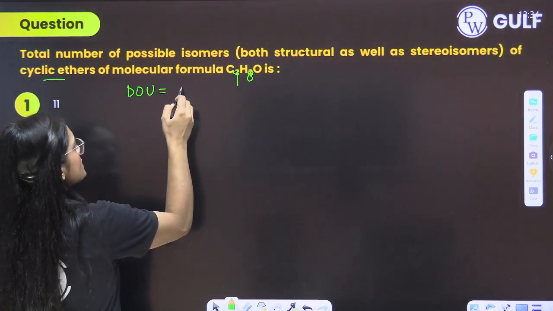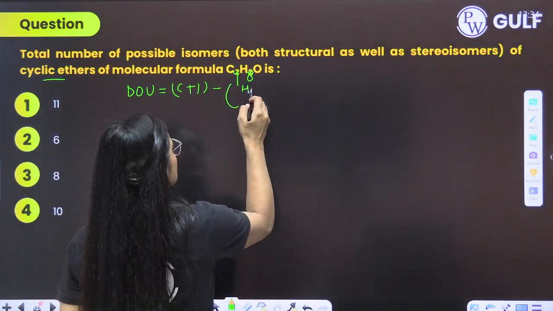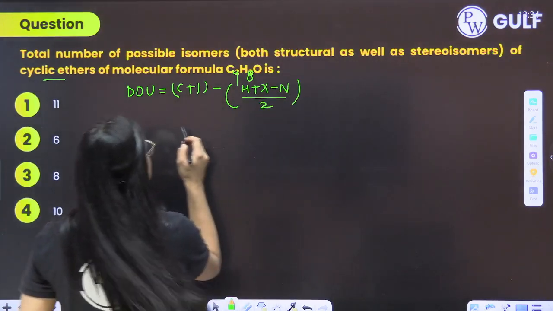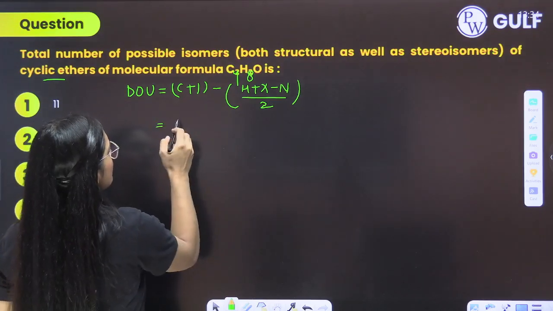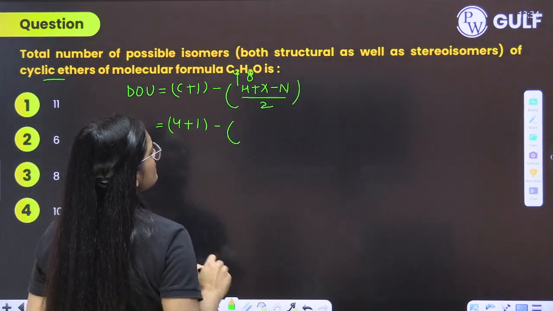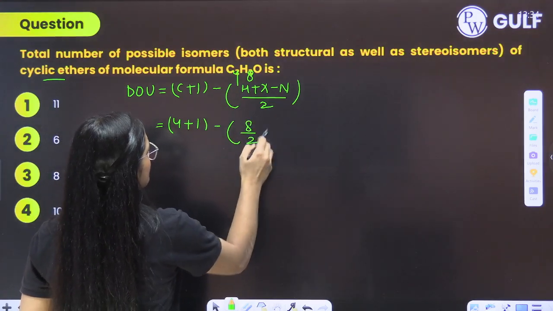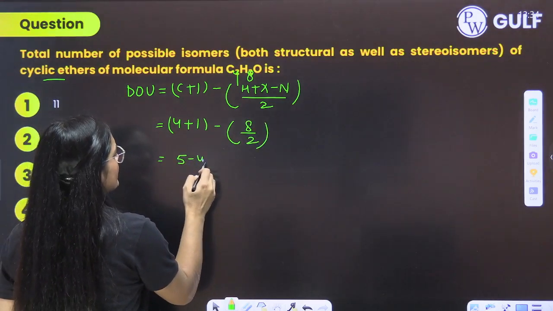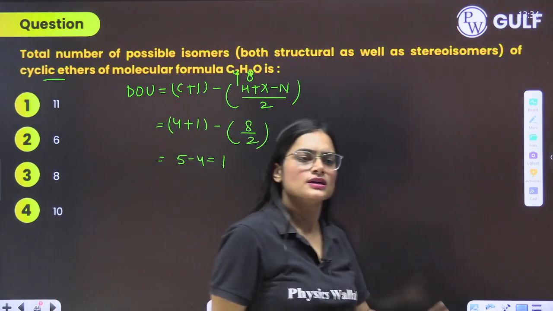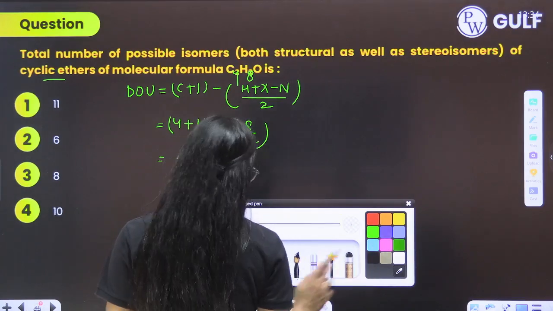Degree of unsaturation is equal to C plus 1 minus (H plus X minus N) divided by 2. Number of carbon atoms here are 4. So 4 plus 1 minus 8 hydrogen atoms divided by 2, that is 5 minus 4. Degree of unsaturation is 1. That means, because they are talking about cyclic ether, there will be one cyclic ring. Okay. Now, with this one cyclic ring, what all structures we can draw?